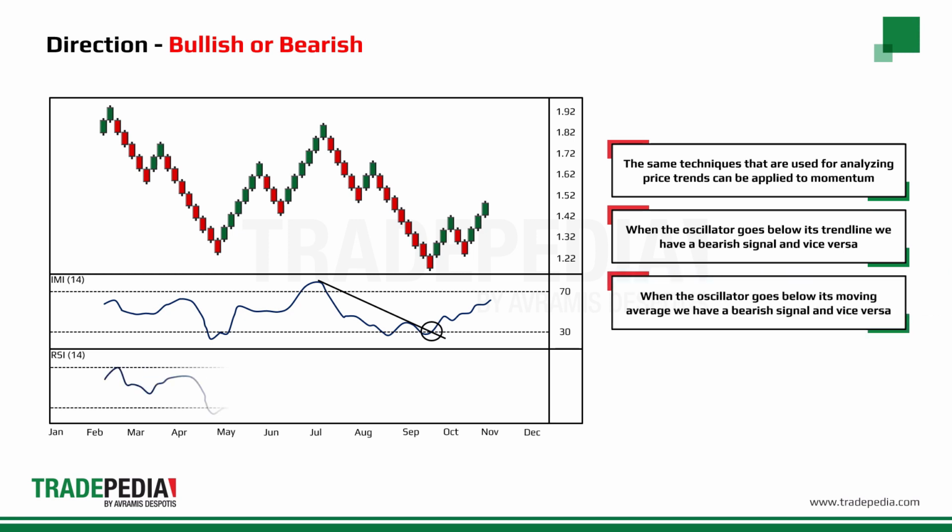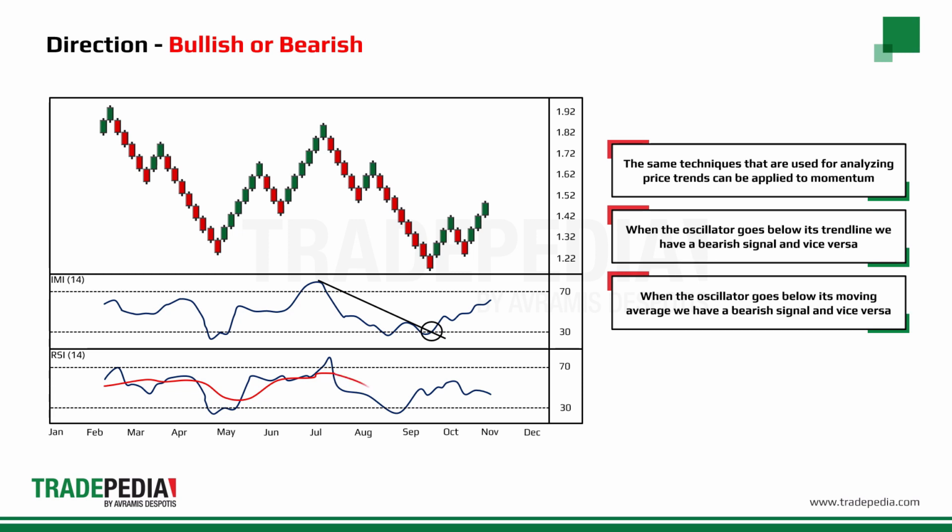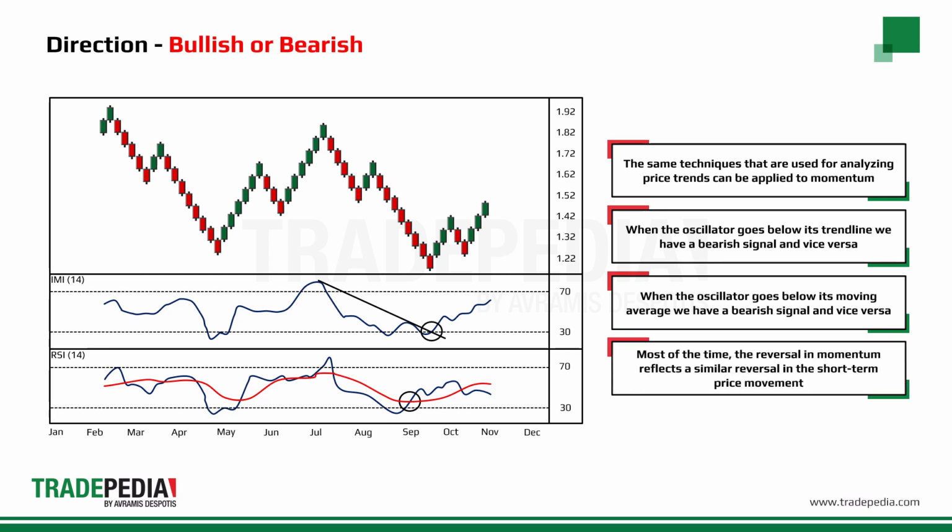The same goes for moving averages. When the oscillator goes below its moving average, we have a bearish signal, and when the oscillator goes above its moving average, we have a bullish signal. Most of the time, the reversal in momentum reflects a similar reversal in the short-term price movement.